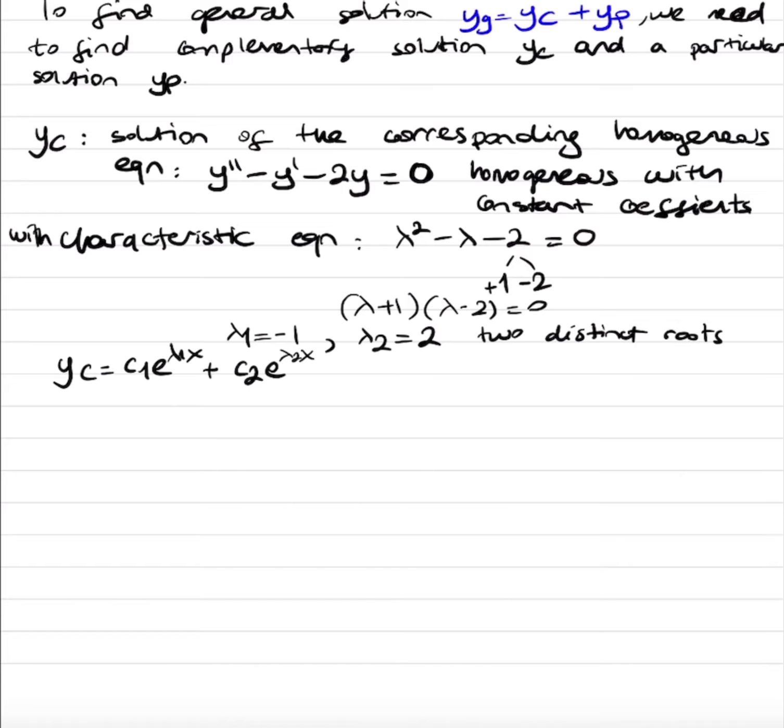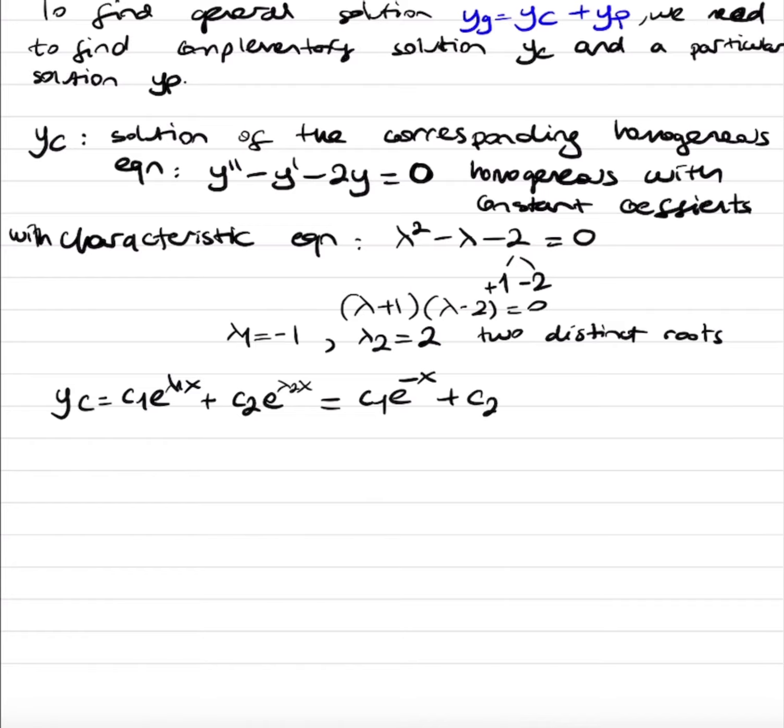So in this case we have c1 e to the power minus x plus c2 e to the power 2x as the complementary solution.